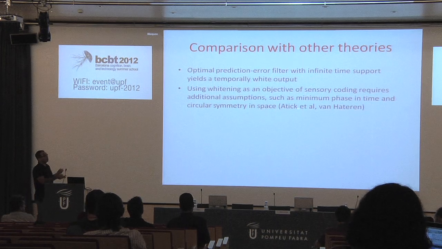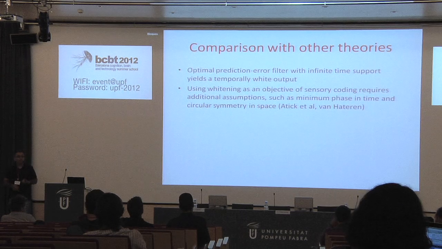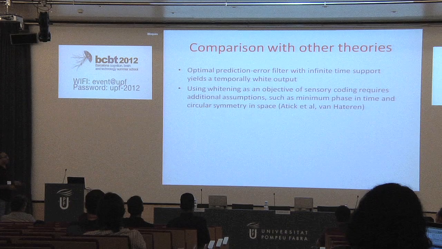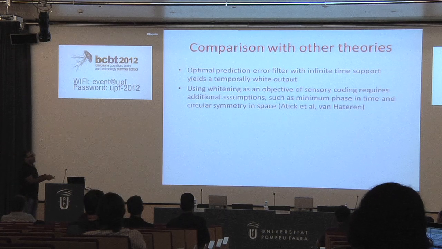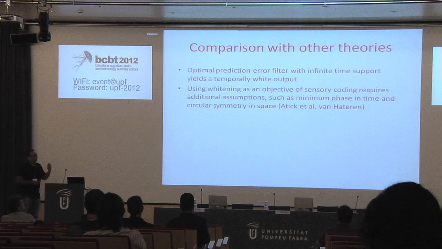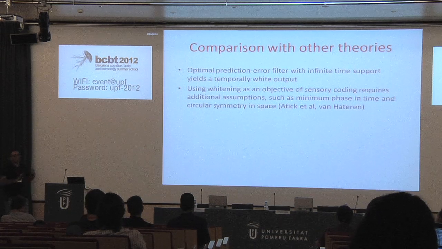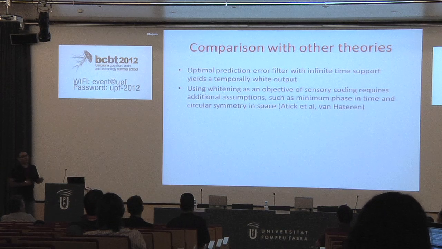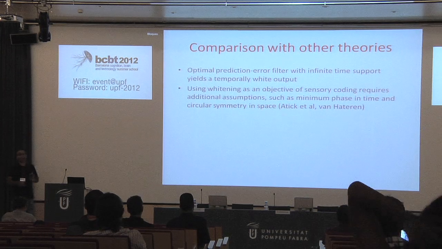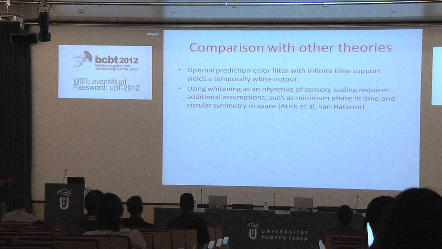So that was always an issue in Atick's and Van Hateren's work, and they used tricks to circumvent that problem. For example, in time, they used a minimum phase assumption on the filter. For those who don't know what it is, don't worry about it, okay? It's a way to choose one particular filter out of the family of filters that have the same power spectrum, okay? And it's a very reasonable one. And in fact, it turns out that the predictive coding filter is by design minimum phase. But we didn't have to make this assumption.